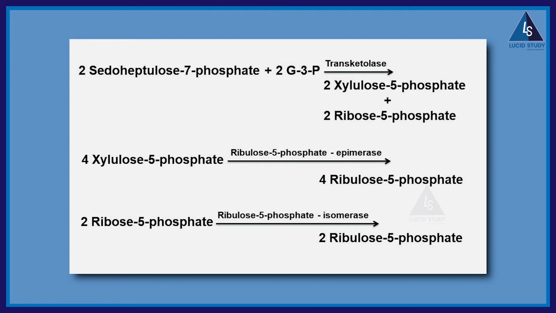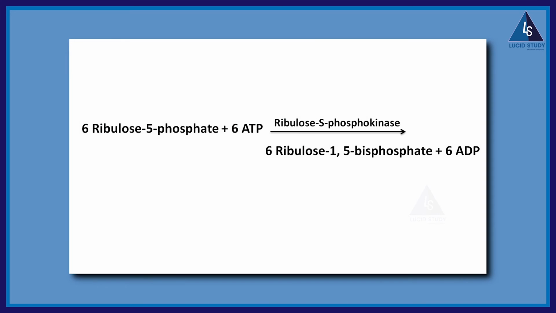The 2 sedoheptulose 7-phosphate combine with 2 G3P under the enzyme transketolase and convert into 2 xylulose 5-phosphate plus 2 ribose 5-phosphate. Then 4 xylulose 5-phosphate under the enzyme ribulose 5-phosphate epimerase get converted into 4 ribulose 5-phosphate, and 2 ribose 5-phosphate under ribulose 5-phosphate isomerase get converted into 2 ribulose 5-phosphate. Finally, 6 ribulose 5-phosphate along with 6 ATP under the ribulose 5-phosphokinase enzyme get converted into 6 ribulose 1,5-bisphosphate with 6 ADP.